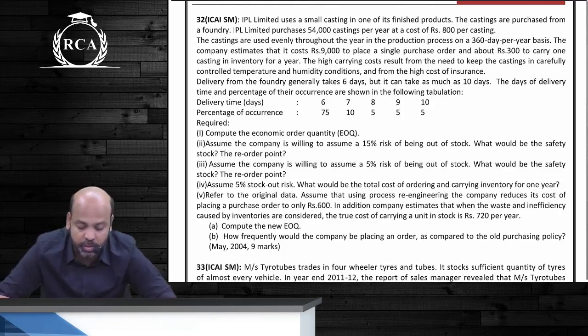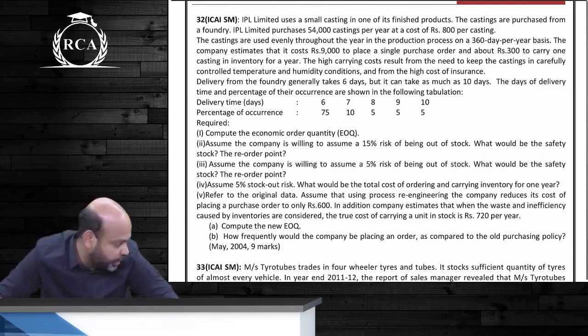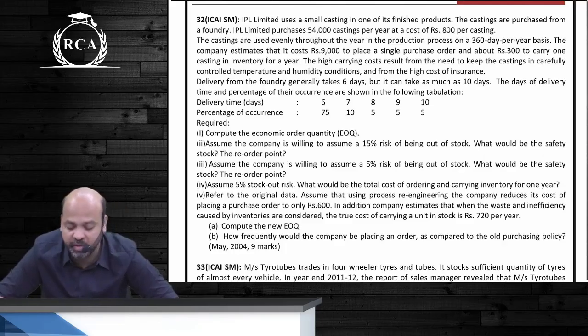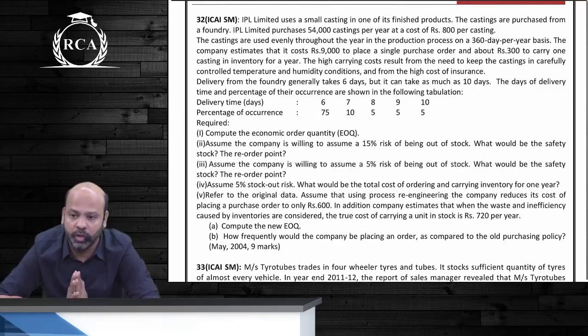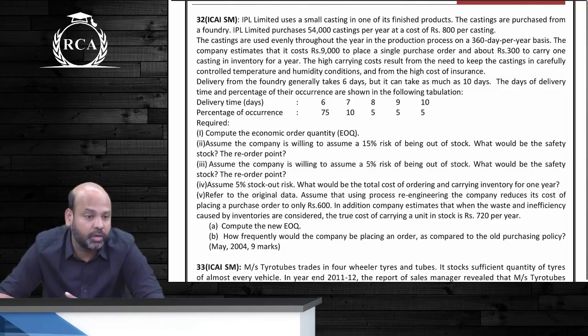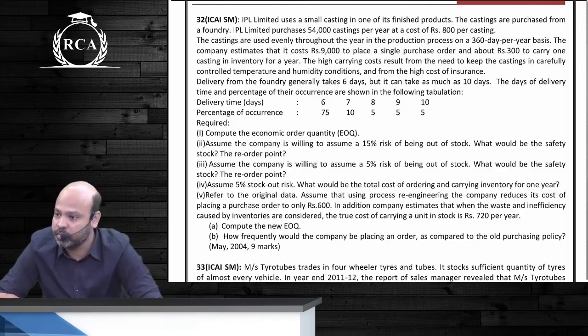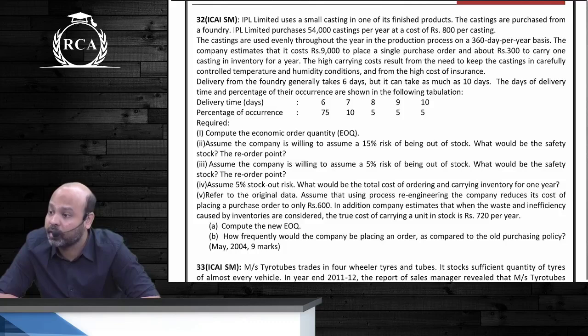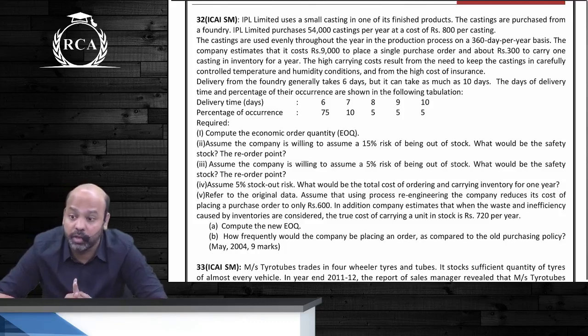You are required to compute EOQ. We already did it. 1800. Assuming the company is willing to take a 15% risk of being out of stock, what would be the safety stock and what will be the reorder level? I know that the delivery on a higher side will take about 10 days. In case I maintain reorder level on the basis of 10 days consumption, there will never be a situation of stock out, because there is no possibility that the supplier will take more than 10 days to deliver the material.